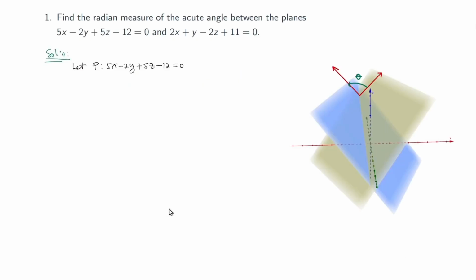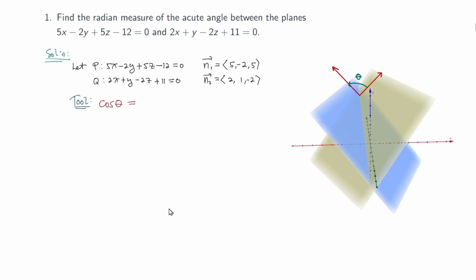First, we let P be this plane. As you can see from this equation, we can extract the values for the normal vector: the coefficient of x as a, the coefficient of y as b, and the coefficient of z as c. So we have the normal vector to be (5, -2, 5). For the second plane, we let this one be Q, and similarly, you will have the normal vector to be (2, 1, -2).